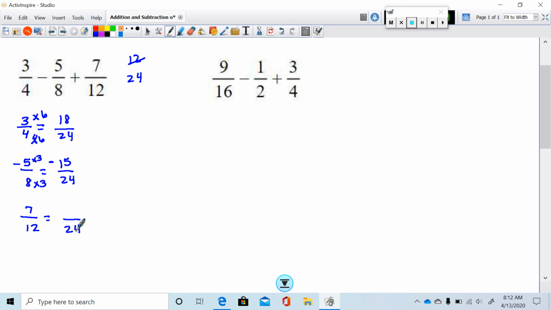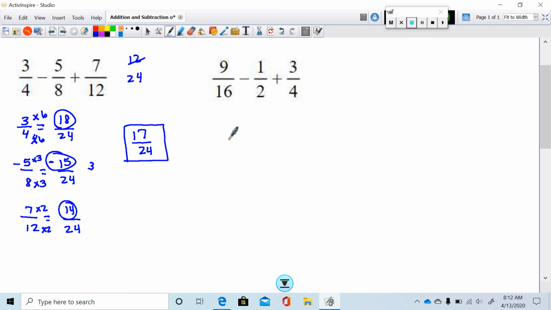And then 24 divided by 12 is 2. So you multiply the top by 2. 7 times 2 is 14. Okay, now for your answer, the denominator that you got in common stays. And then you just do the numerator, what the top parts say. So 18 take away 15 is 3. And this is a positive number, so you're going to add them. 3 plus 14 is 17. So my final answer is 17 over 24.